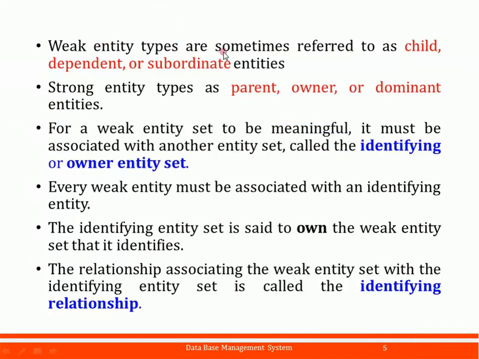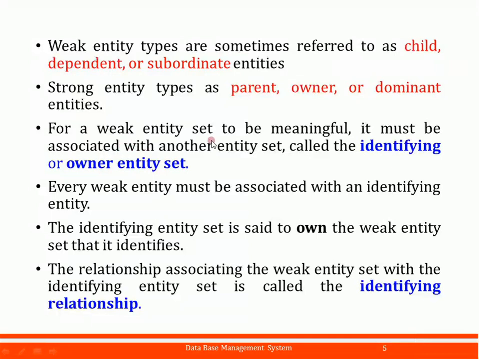Weak entity types are sometimes referred to as child, dependent or subordinate entities. And the strong entity types are called parent or owner or dominant entities. For a weak entity set to be meaningful, it must be associated with another entity set which is called the identifying or owner entity set.